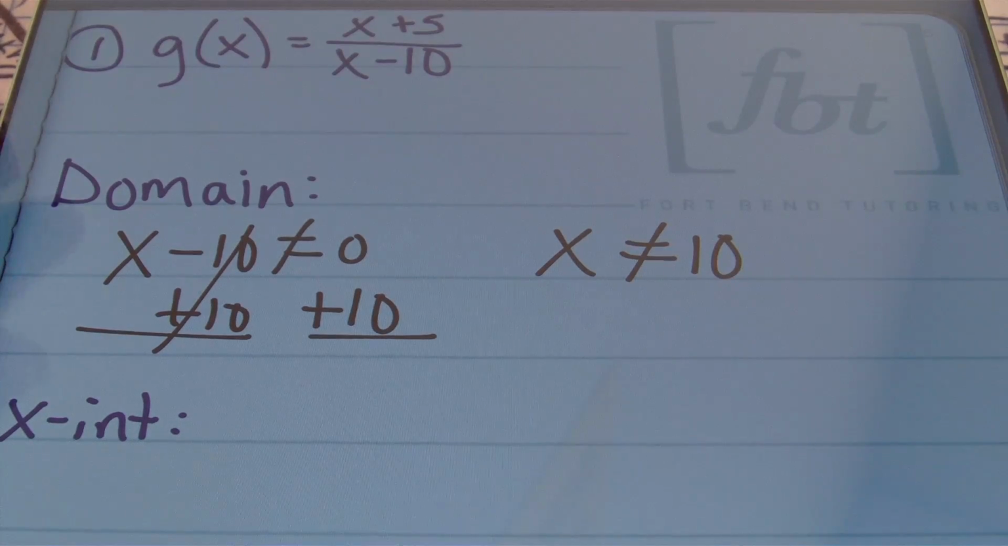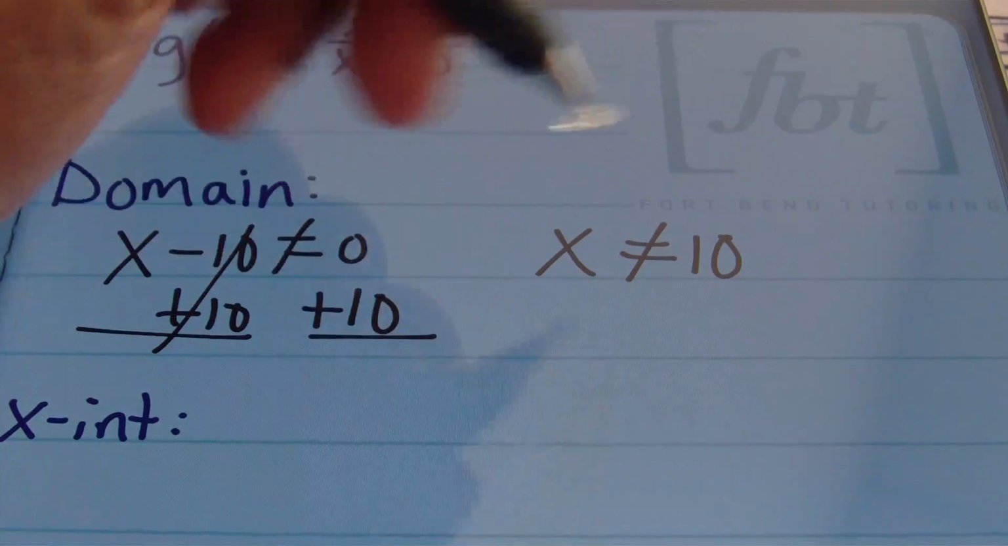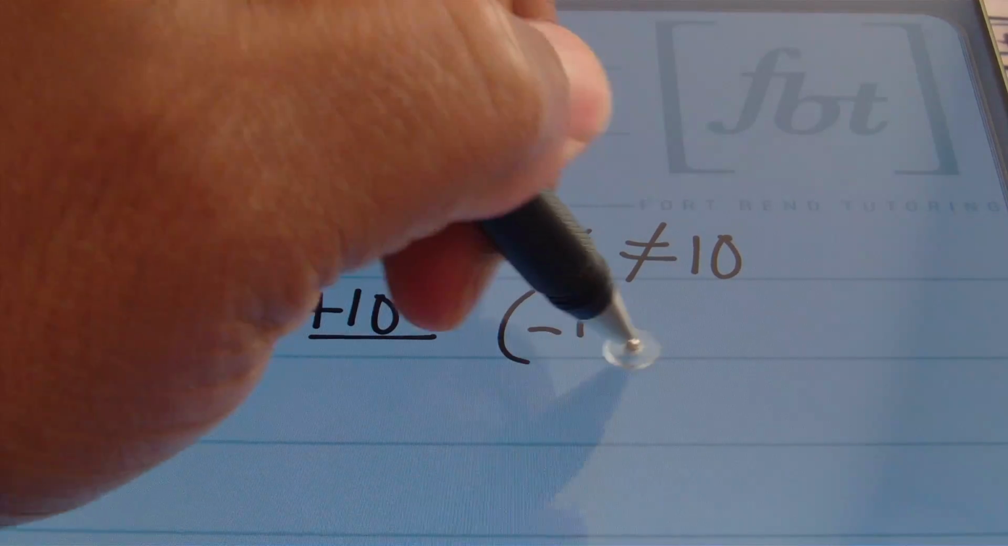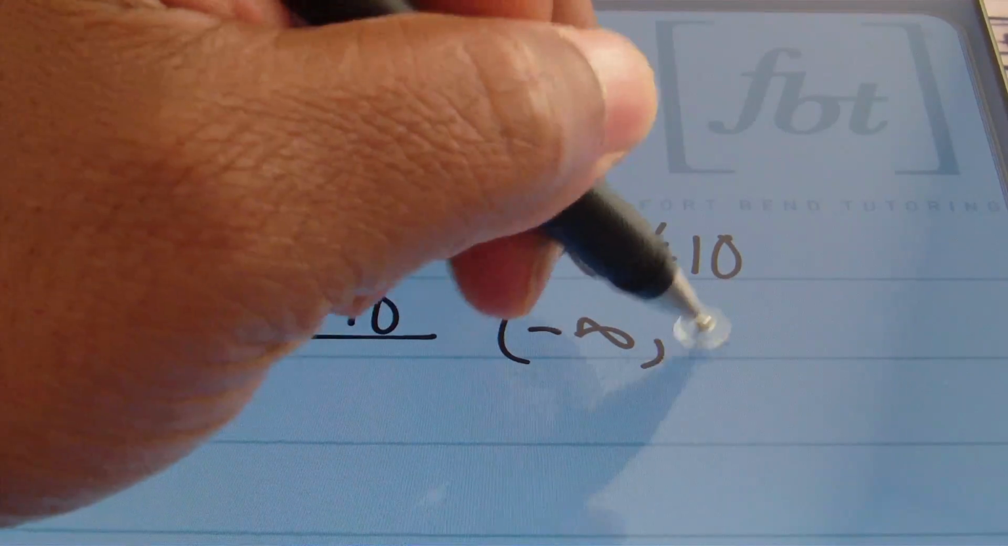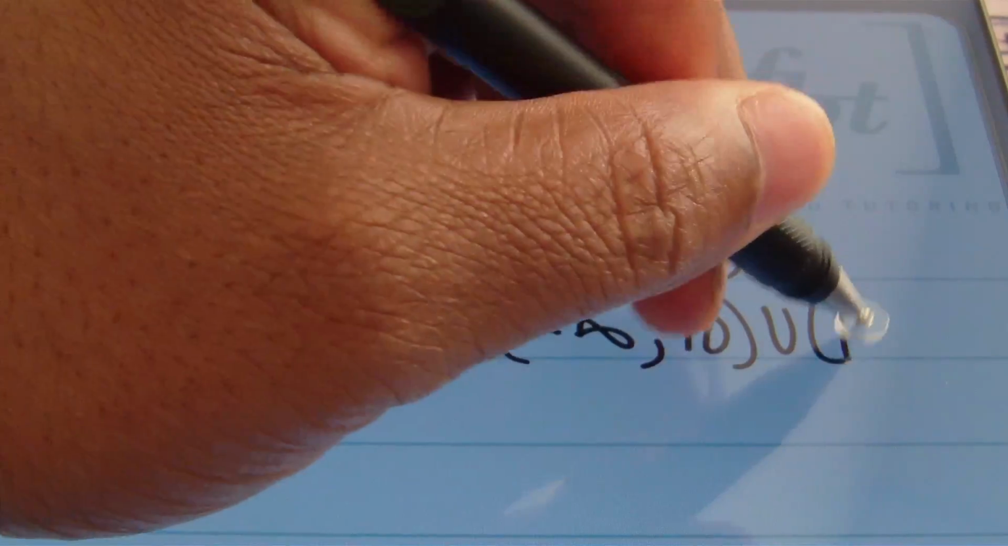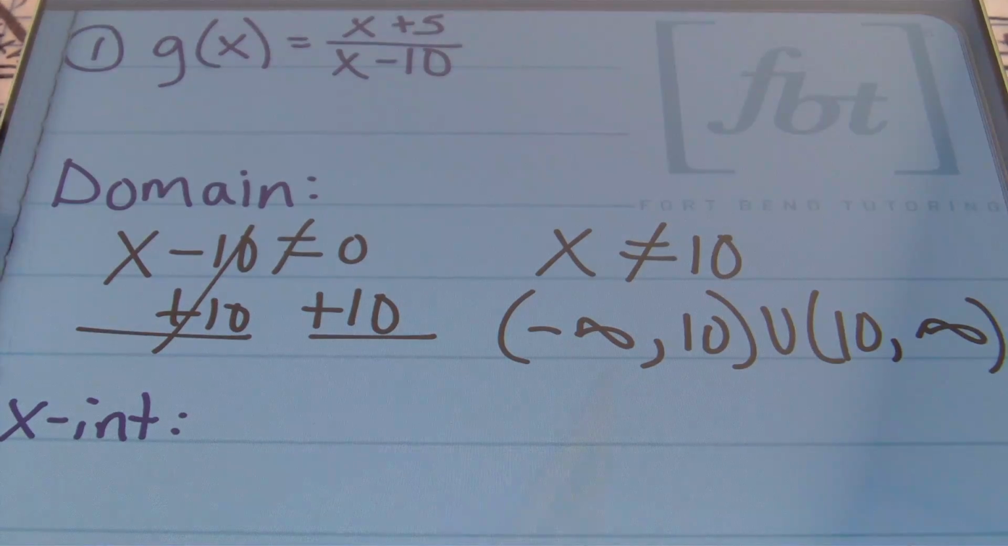And for those of you that are interested in interval notation, you can say that the domain is going to be from negative infinity to 10 union 10 to positive infinity. There you go. So in interval notation, your domain looks like that.